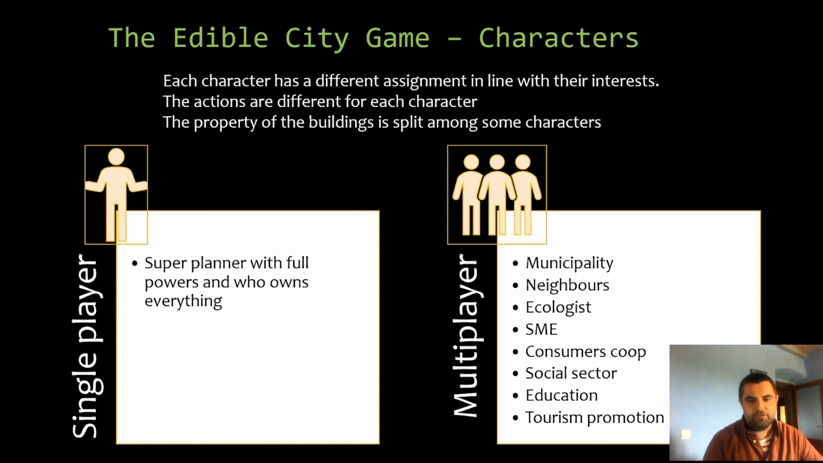And in multiplayer sessions, we did a workshop to decide the characters, which are basically this: a municipality, a neighbors association, an ecology NGO, a small organization of small and medium enterprises, a consumers cooperative, the social sector, the education sector, and tourism promotion. And all of these characters have different actions, different budgets, and different assignments. That is, a different set of indicators that they have to achieve. So this is interesting because we are adding competition and this kind of things.